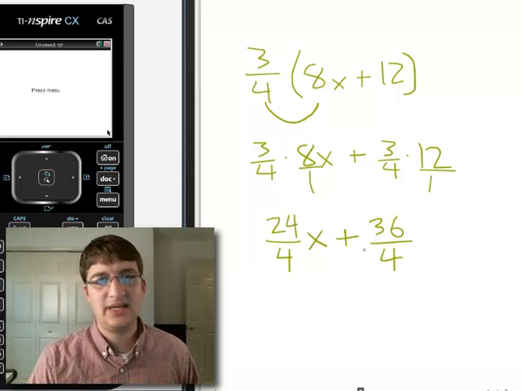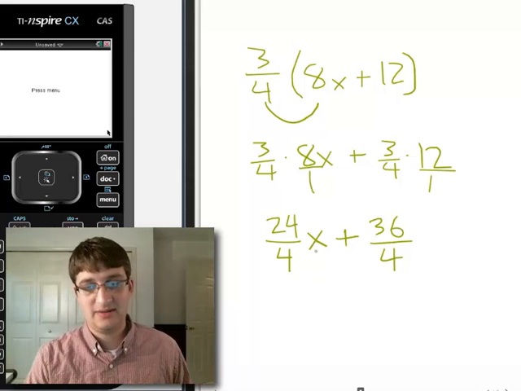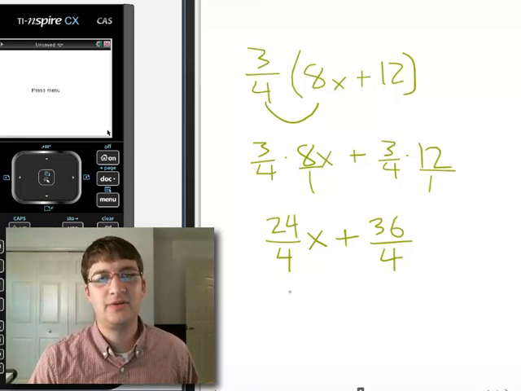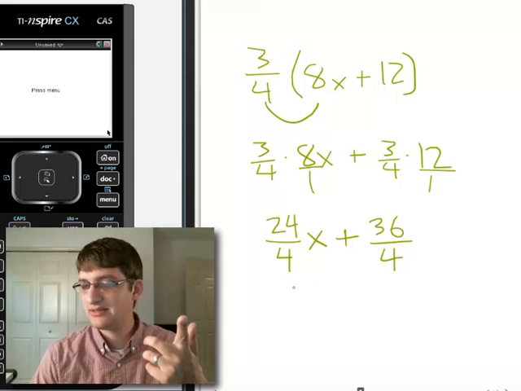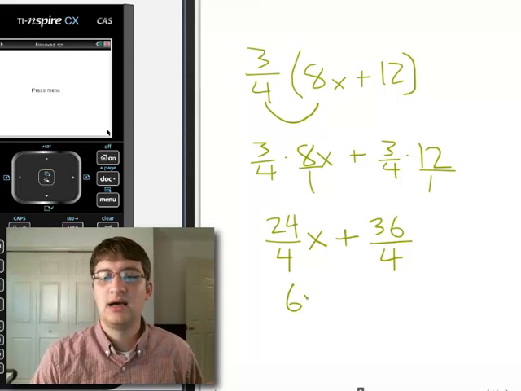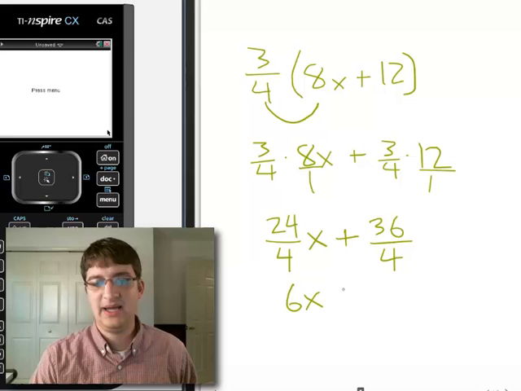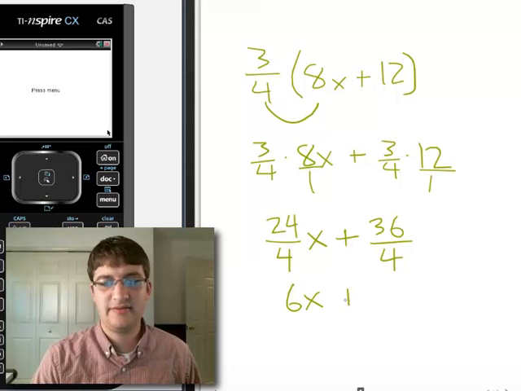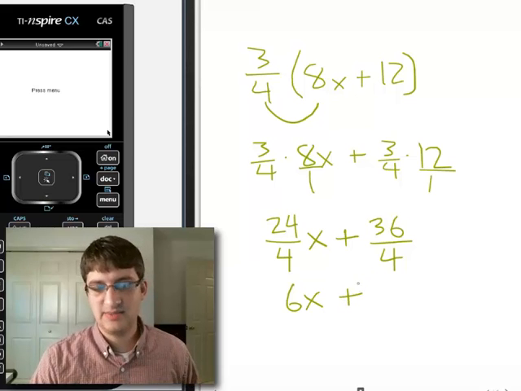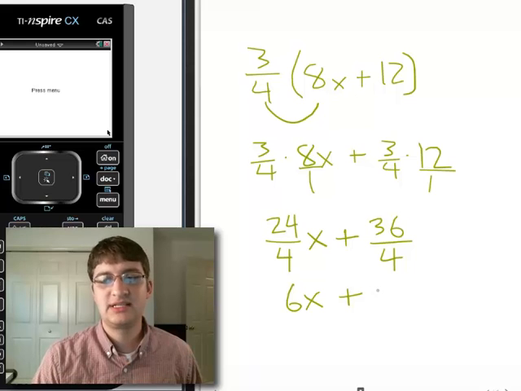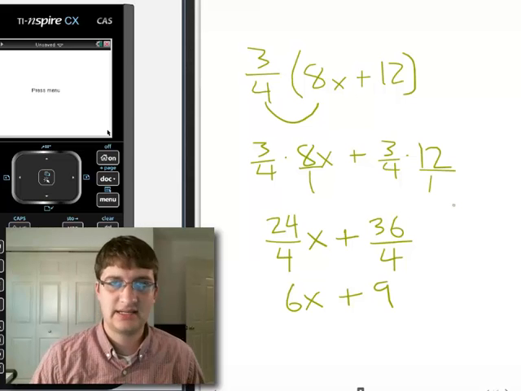Now, at this point, we can simplify these fractions by dividing. So 24 divided by 4 is going to give us 6x. 6 will multiply by x. Again, the x just doesn't move. It's not affected. It just has to be attached to that number. And then 36 divided by 4 is just going to give us 9. Okay, so the answer to that is 6x plus 9.